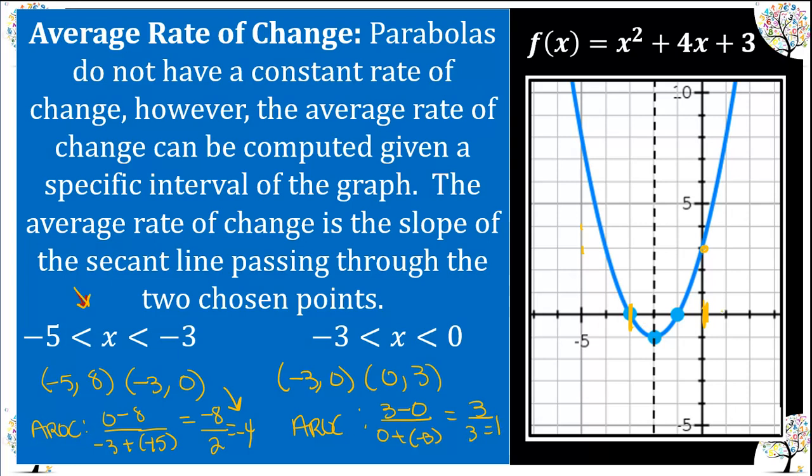So let's look at it on the graph. So again, we're going from -3 to 0, so we're just looking in this area, and this is the secant line. So the rise is up 1, 2, 3, and to the right 1, 2, 3. So again, we get the rise over the run and simplify to the 1. That is how you find average rate of change. It is simply the slope of the secant line between the x values that will have to be given to you.